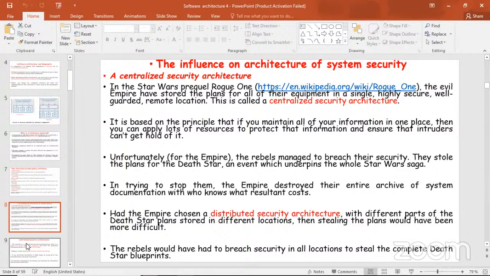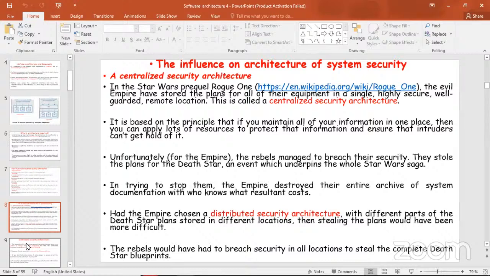But the question is this: the number of systems that you have, the number of security measures that you have, does it really guarantee the security of the building you have erected? So let's look at different scenarios. We want to look at a centralized security architecture. Now, this is just an example from a Star Wars game. The Evil Empire has stored the plan for all the equipment in a single highly secured, well-guarded remote location. This is called a centralized architecture.